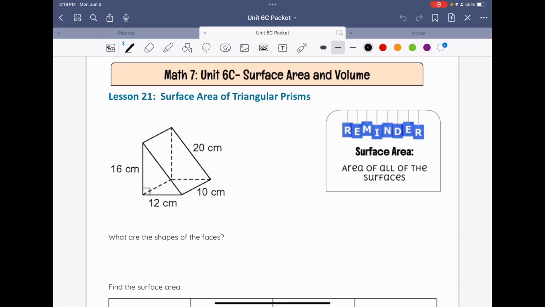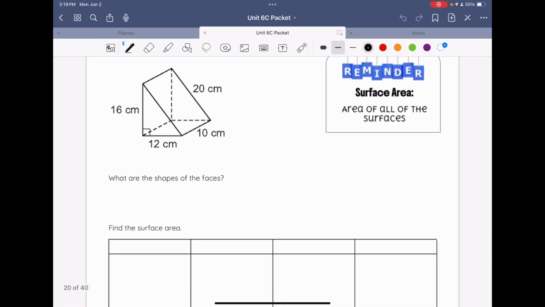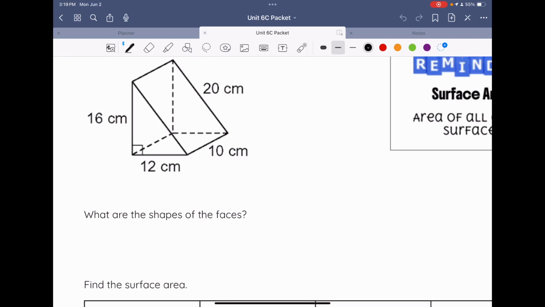So the first thing we want to make sure we recognize are the different shapes of our faces. On a triangular prism, we have rectangles that are going all the way around our shape, and then we've got two triangles that are our bases.